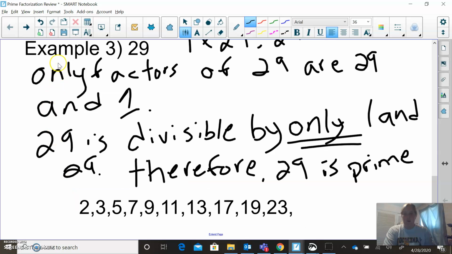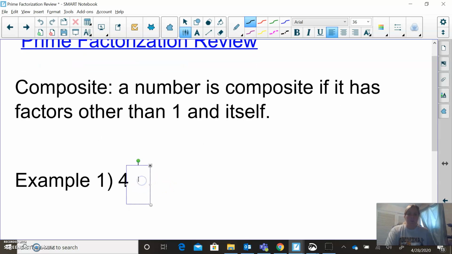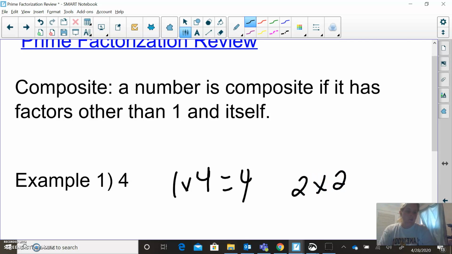Alright, so let's move on to composite numbers. A number is composite if it has factors other than 1 and itself. That means there are other things that you can multiply to get to that number besides 1 and that number itself. So if we look at 4, 1 times 4 equals 4. But there's something else that equals 4, and that's 2 times 2 also equals 4.